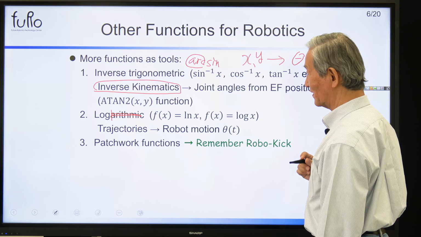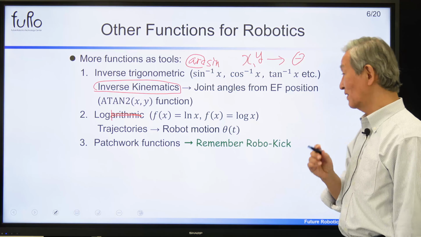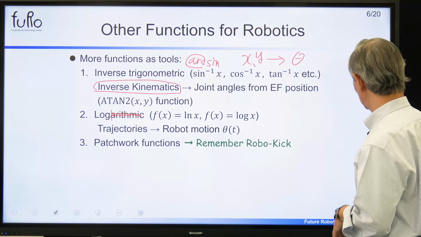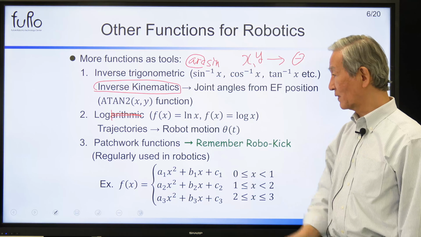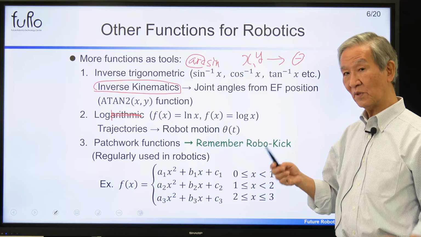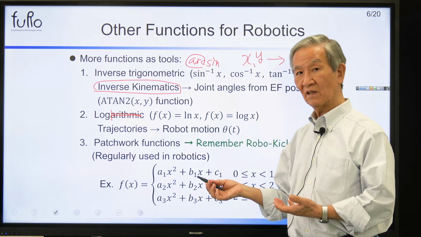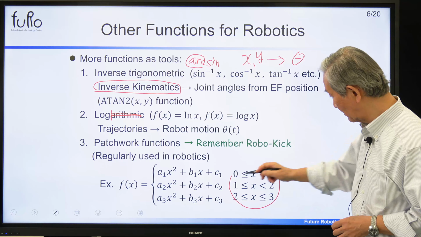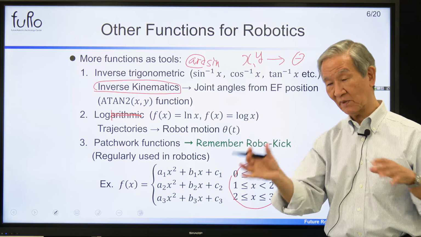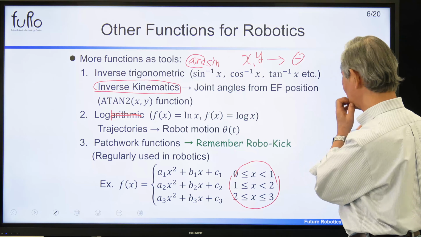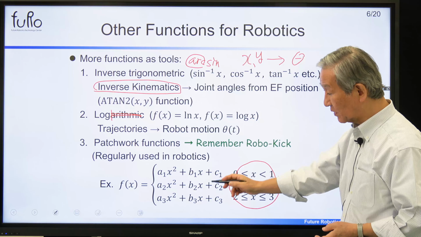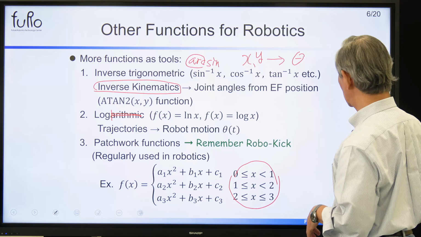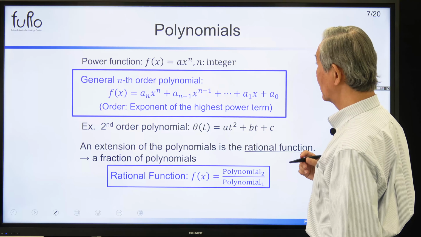Okay, patchwork functions. This is my favorite function, by the way. Remember RoboKick? We divided the time interval into 3 of them and came up with those, right? This is regularly used. We use this method so often. You divide the time interval into several different time intervals and you use different functions. This is very handy because most of the time you can use a function which fits whatever the motion is in that particular interval. Okay.